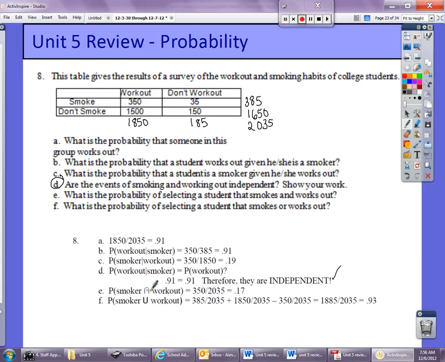What is the probability of selecting a student that smokes and works out? So smokes and works out, 350 out of 2035. And then smoker or workout, so add them both together and subtract out the overlap of 350, and you get 0.93.